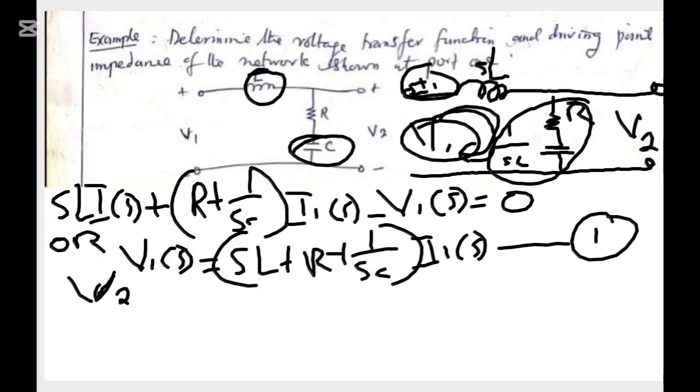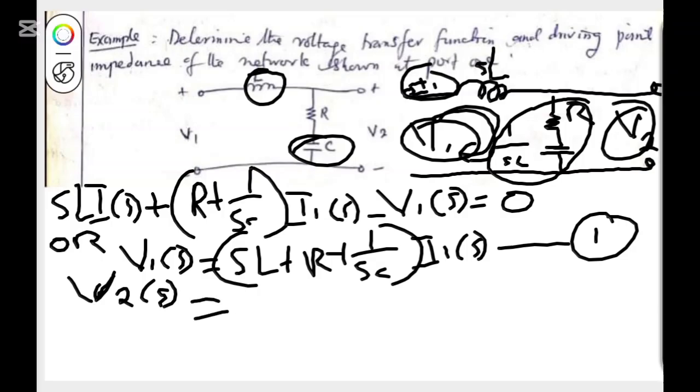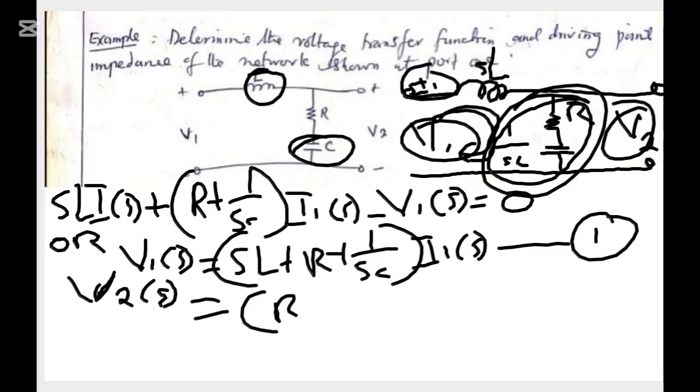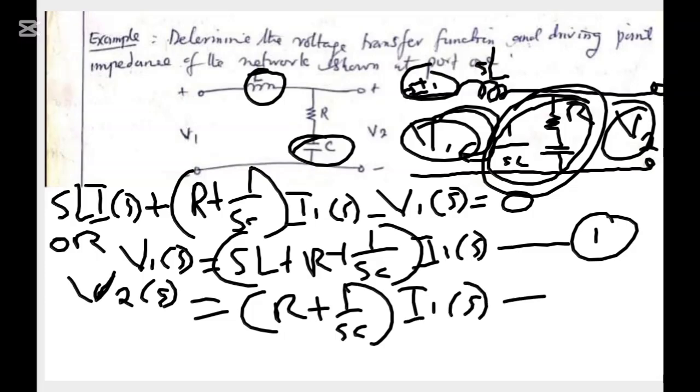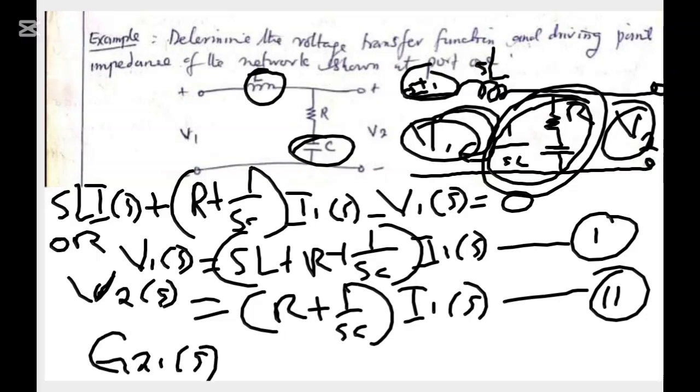And you have to take note that V2 of S is the same thing as this. So I will say V2 is R plus 1 over SC multiplied by I1 of S. Let me call this my second equation. Hence the voltage transfer function ratio, G21 of S, is given by V2 over V1.